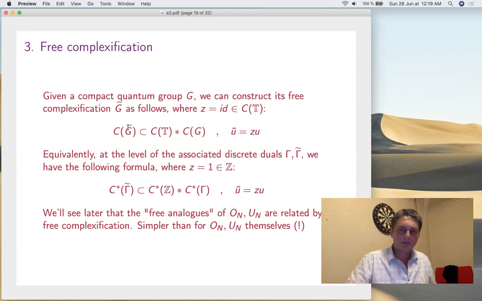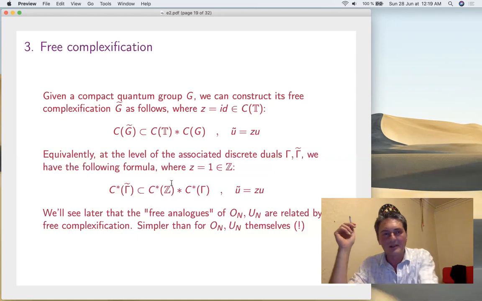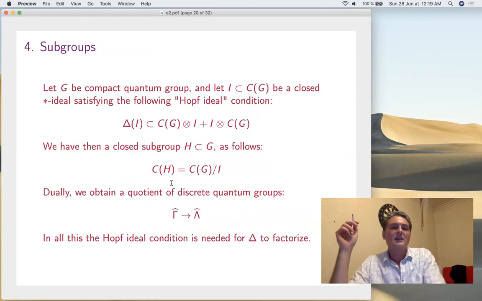Now, as usual, let's try to understand what happens if we do this at the dual level. Well, it's exactly the same thing. We use the same tilde, but here we were saying that C of T, the generic unitary, lives on T. Now, since we're discrete here, it's better to say that this is C star of Z. It's the same thing by Pontryagin, but it's better with C star of Z in this setting. So we'll be back later to this. It's very interesting, as I told you. No subgroups.